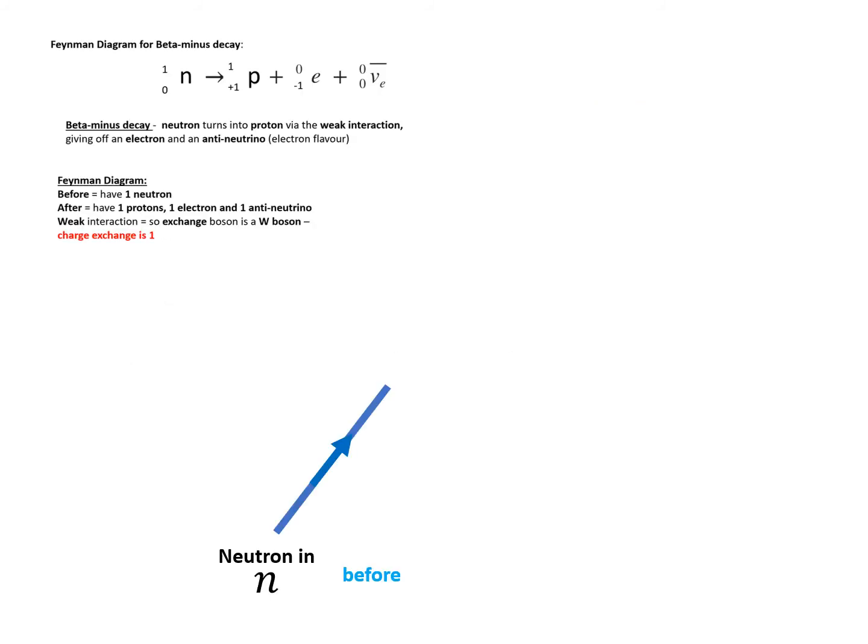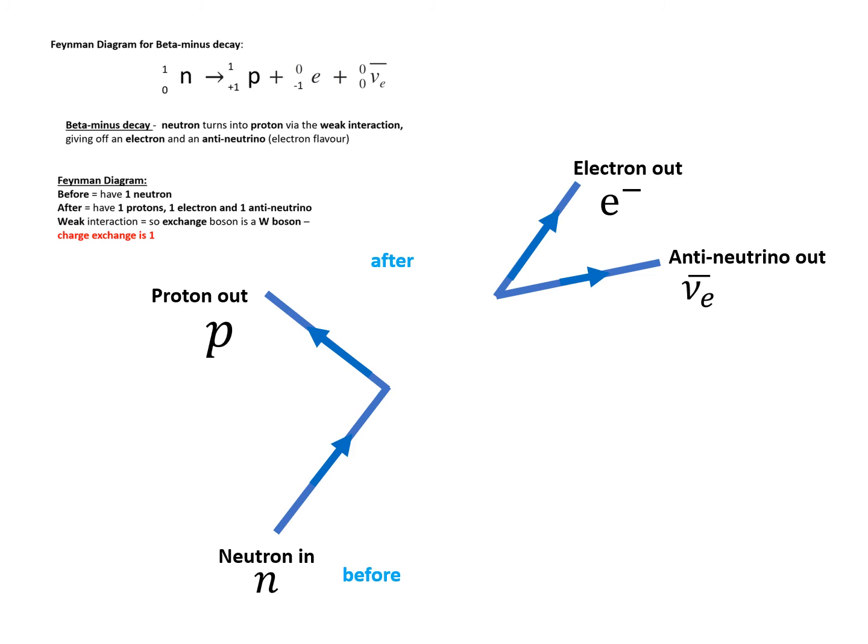We draw the neutron. That's the only particle we had before, so that's the only arrow on the bottom. Then we draw the arrows above that represent the particles that we have after the interaction. So we have a proton, an electron, and an antineutrino. We're going to connect them by a wiggly line to represent the boson. And in this case, we need the W minus particle because the neutron has to give negative charge to the electron. So we draw an arrow on the wiggly line to show it going from left to right, and it's going to be a W minus particle.